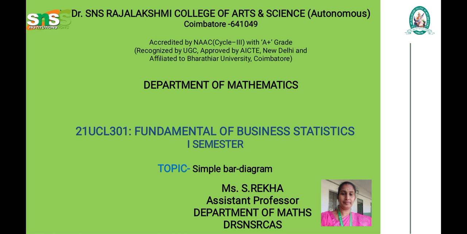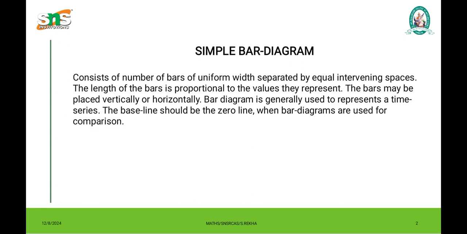In that, I am going to explain how to draw a simple bar diagram. A simple bar diagram is nothing but, normally data are distributed and we can represent it in the form of a bar diagram. It consists of a number of bars and it is equally spaced. We have to note that equal intervals should be represented, and the length of the bar is proportional to the values they represent, and it should be vertical or else horizontal.